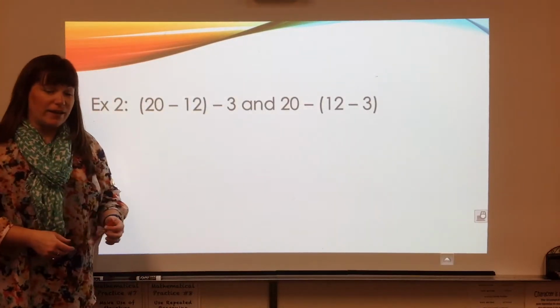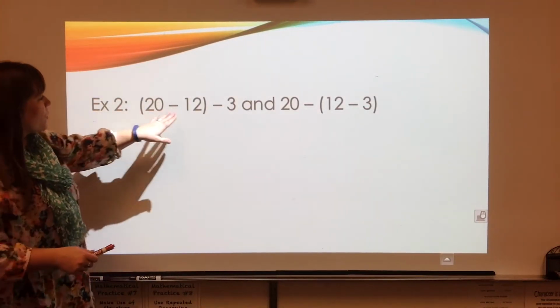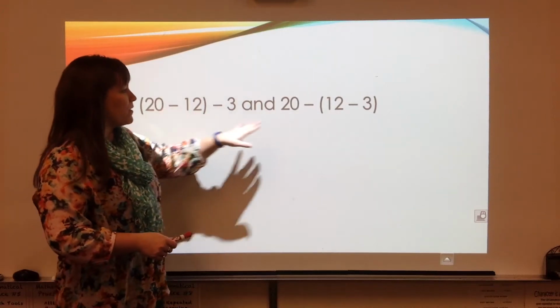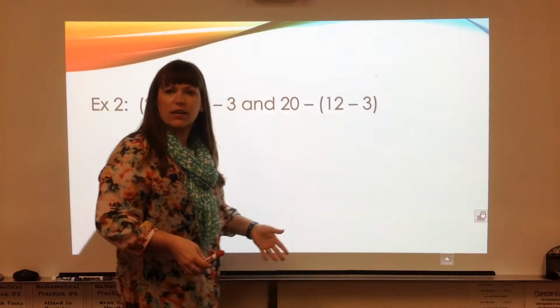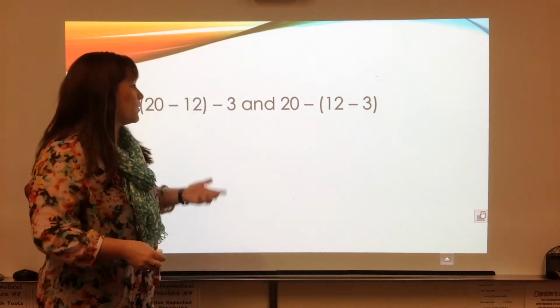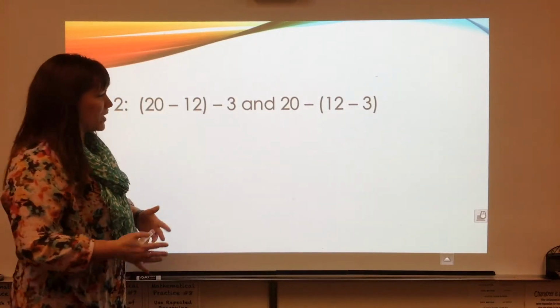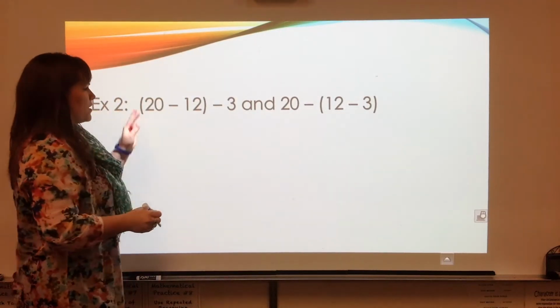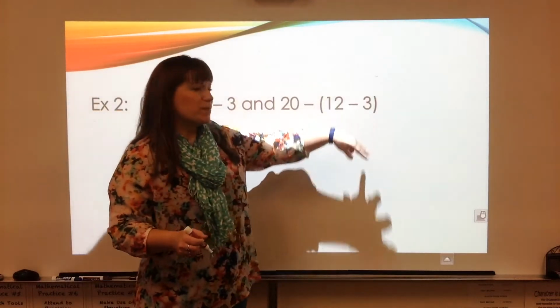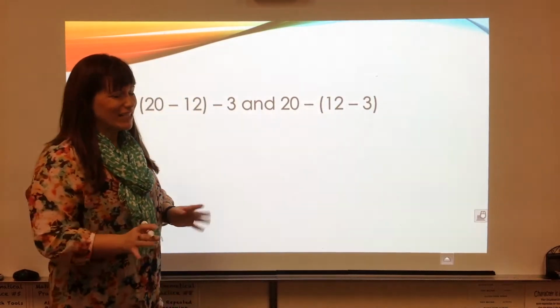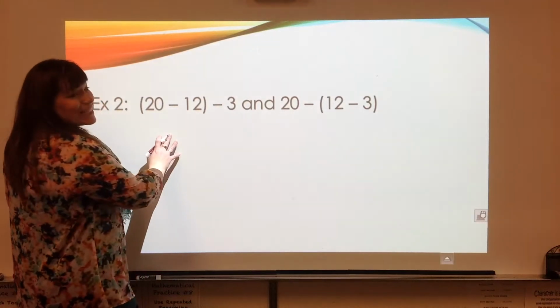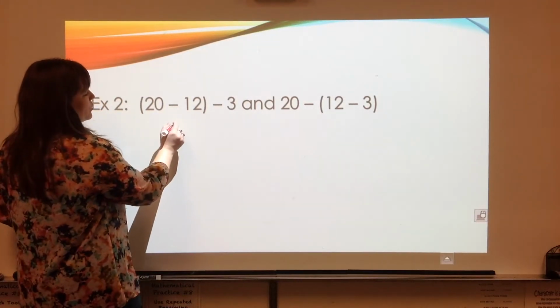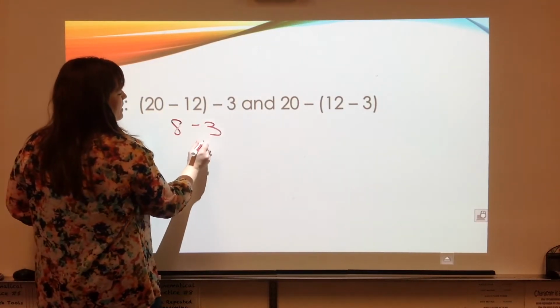Example 2, let's look at now. We have the 20, the 12, and the 3, and then we have a 20, a 12, and a 3. It looks exactly like the first example, but we're subtracting. And if you remember, the associative property, when you group numbers and you're subtracting, I don't think it's going to work out. So let's test this. 20 minus 12 is 8. 8 minus 3 is 5.